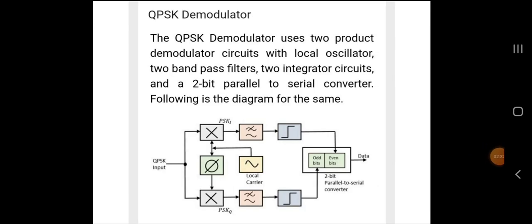Now let's look at the QPSK demodulator. The QPSK demodulator uses two product demodulator circuits with local oscillator, two band pass filters, two integrator circuits, and a 2-bit parallel to serial converter. Following is the diagram for the same. QPSK input, PSKI, PSKQ, local carrier, and a 2-bit parallel to serial converter containing odd bits and even bits. Finally, we will get the data.